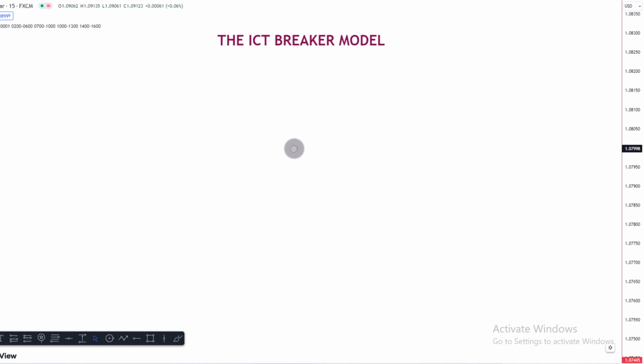So the ICT breaker is one of the 7 institutional reference points as taught by ICT, popularly called PDRAs, and I want you to know that in their order of importance, the breaker block is the second. There are 7 institutional reference points as taught by ICT. If you are still confused about how to use them and how to identify them, just go to the videos on this handle and you're going to find a video I did on the 7 institutional reference points. But for a recap, I'm going to mention all the 7, then we dive into the model I'm about to share with you.